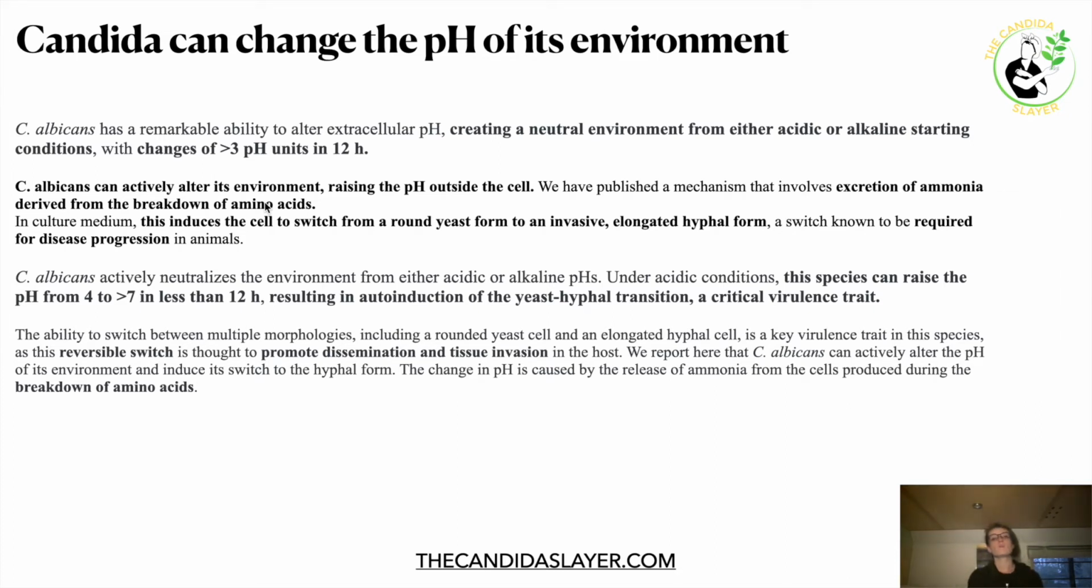So basically, when Candida feels unsafe in a certain type of environment, it can decide to change the pH of the environment and make it more alkaline. And when it's more alkaline, then it changes into its hyphae form. To do so, Candida uses amino acids, but we will talk about that more in the next slides.